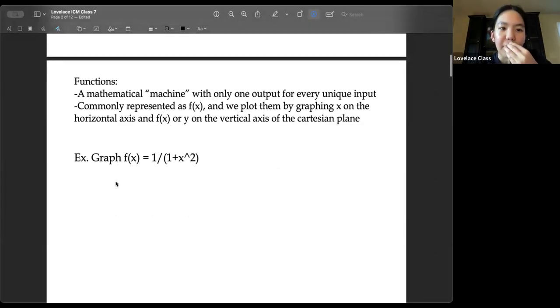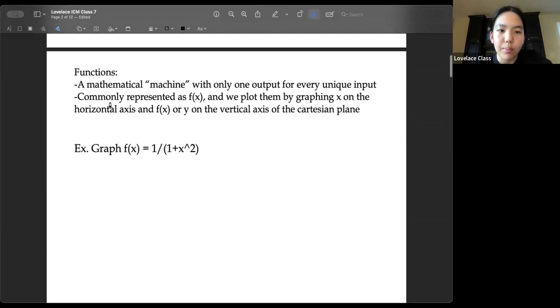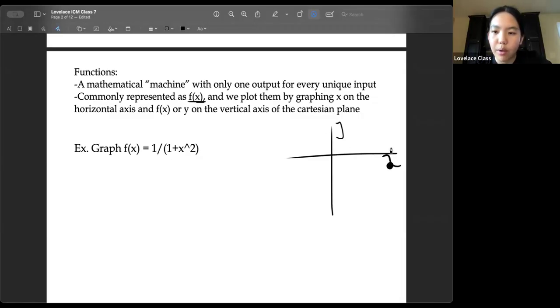All right. So functions. Functions are mathematical machines with only one output for every unique input. So you can input any numbers into them, and you have a functional equation, but you plug the number into the functional equation and whatever number you get out is going to be the output. So functions are commonly represented, I'm sure you know this, as f of x. When we plot them, we usually graph x on a horizontal axis and then y, or the output, on the vertical axis.